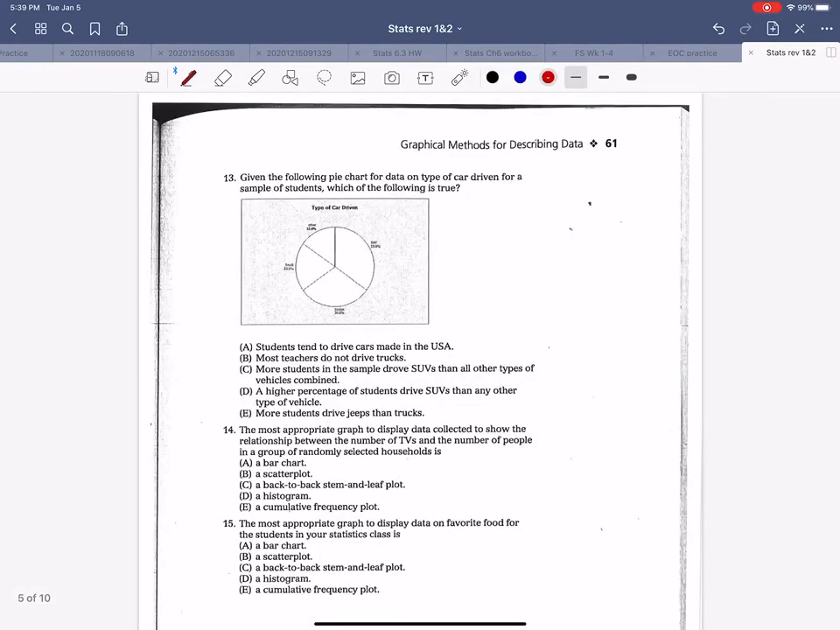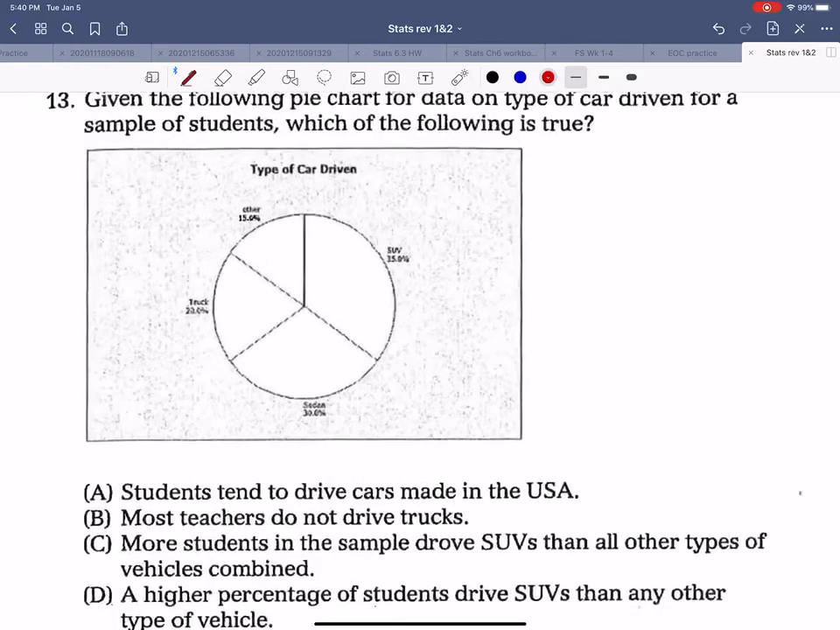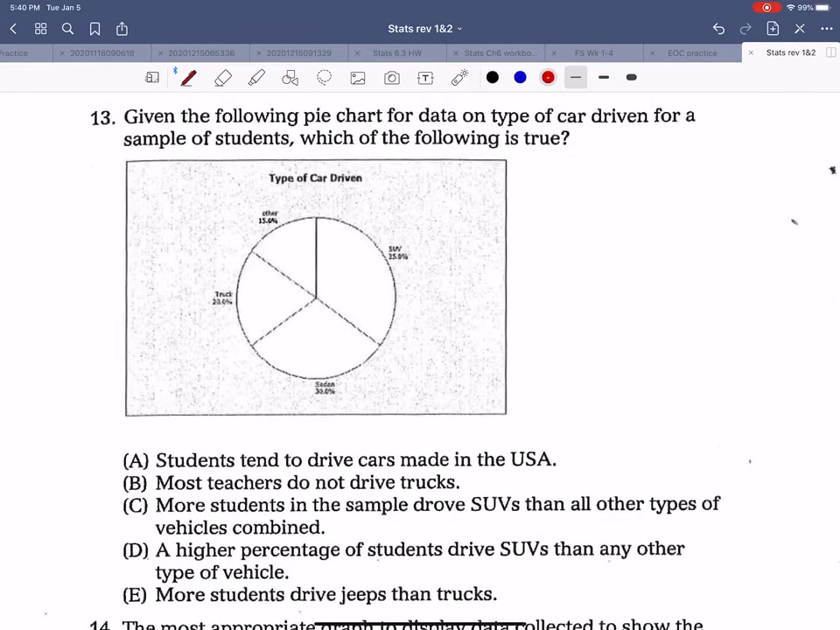Nice. All right, 13. Given the following pie chart for the data on a car driven for a sample of students, which of the following is true? Ooh, I can't really see this very well. Okay, I'll piece this together here. So it looks like 15 is other, 20 is trucks, 30 is sedan, and 35 is SUV.